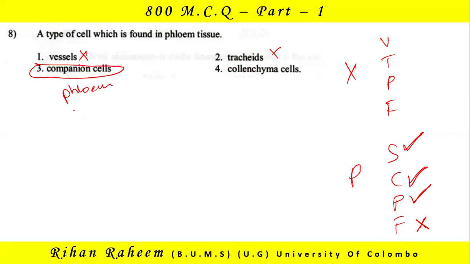Companion cell. Why did the word companion cells come? Because companion cells are always helping the sieve tube element. Because the sieve tube element does not have a nucleus, no? That fellow doesn't have a nucleus. It's like he doesn't have the brain. So therefore, the companion cell is always along with the sieve tube element, helping it.